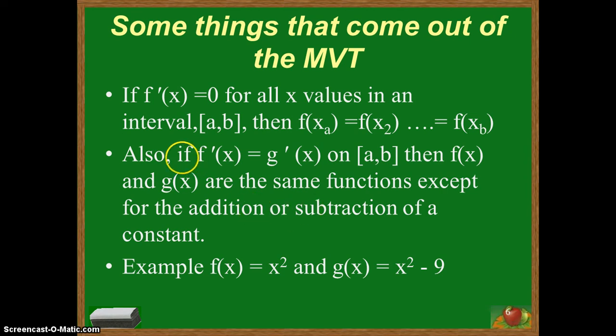Also, if f prime of x equals g prime of x, two different functions on closed interval [a, b] for all values, then f of x and g of x are the same function, except for the addition or subtraction of a constant. For example, if f of x equals x squared, picture that's a parabola, and g of x equals x squared minus 9, that's the same parabola, just shifted down 9 on the y-axis. Would these two functions on any interval have the same derivative? Yes, the tangent lines would be shifted down by 9, or separated by a distance of 9.